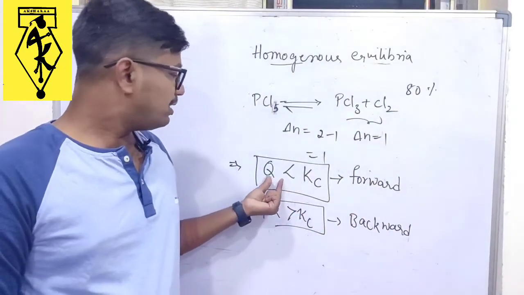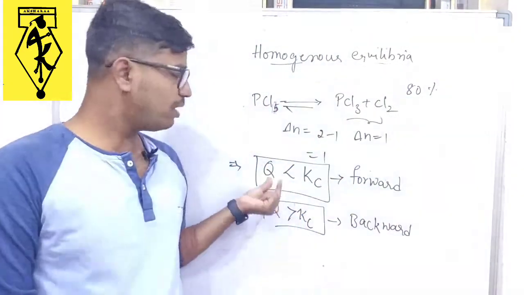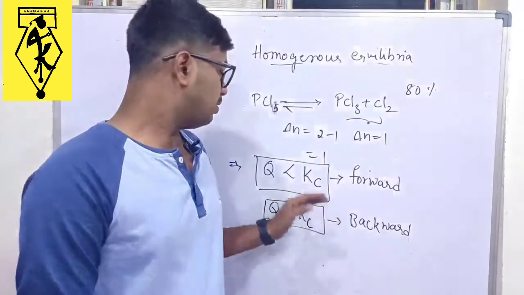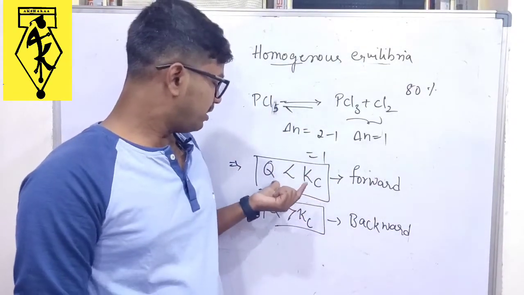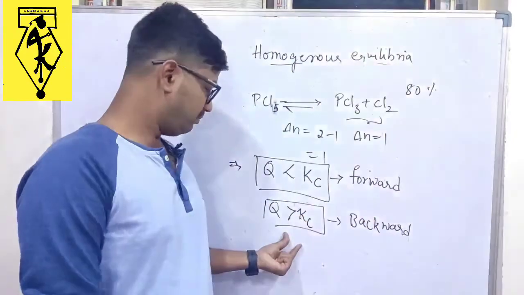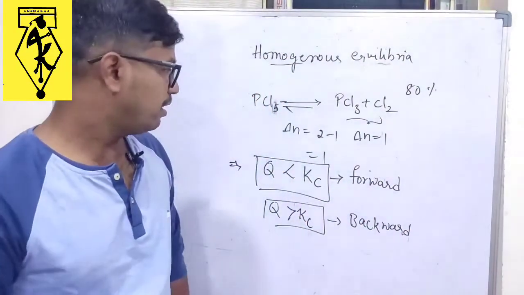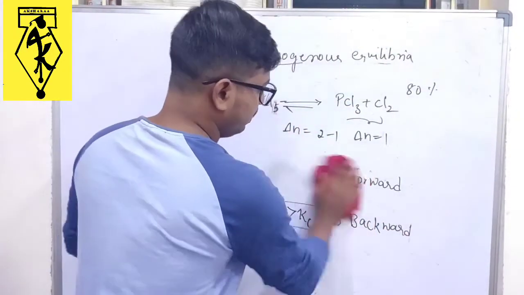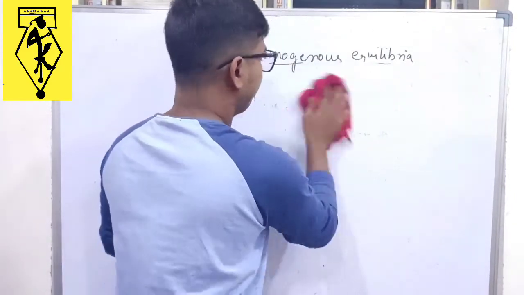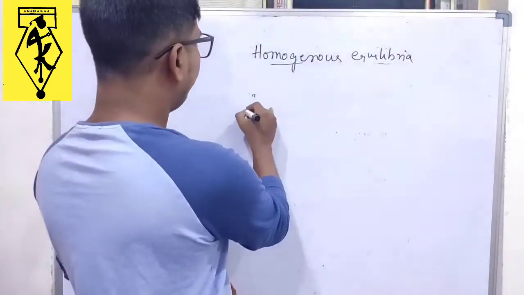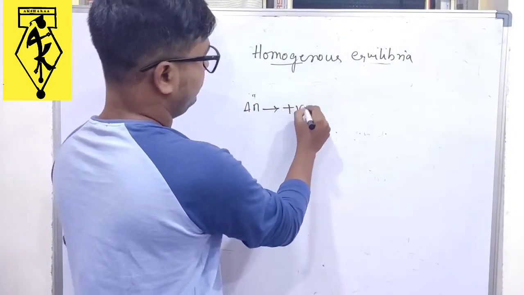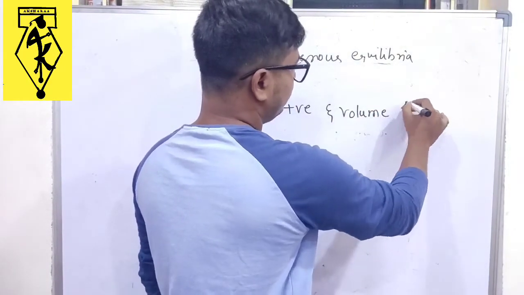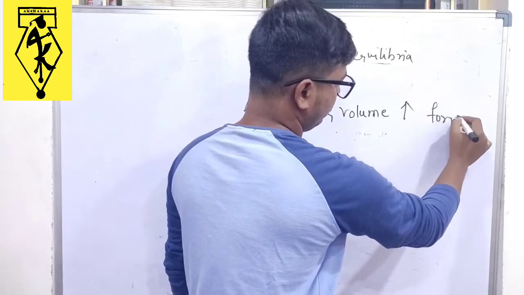So let me continue. What is the reaction quotient? It is the ratio at that particular point of time, and we know Kc is the equilibrium constant itself. So here, in this condition, Q is less than Kc, it is the forward direction; if Q is greater than Kc, it is backward. These two points you have to remember. Now we will come to the delta n values. If delta n is positive and the volume of the container is increased, then it will go towards the forward reaction.